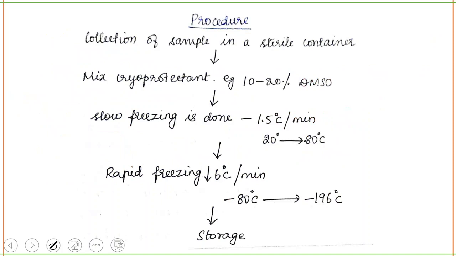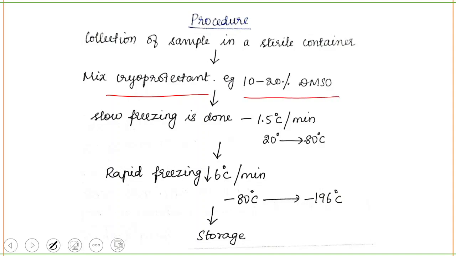So what is the procedure which we actually follow for cryopreservation? First, you're going to collect the sample in a sterile container. Next, you're going to add cryoprotectants. And what are the cryoprotectants? You know glycerol, you know DMSO. You can also use PEG, like 10 to 20% you can use.